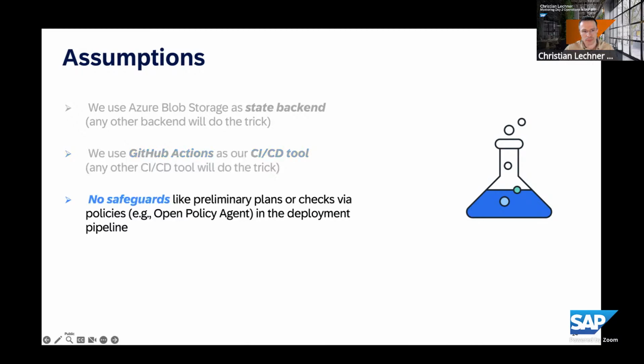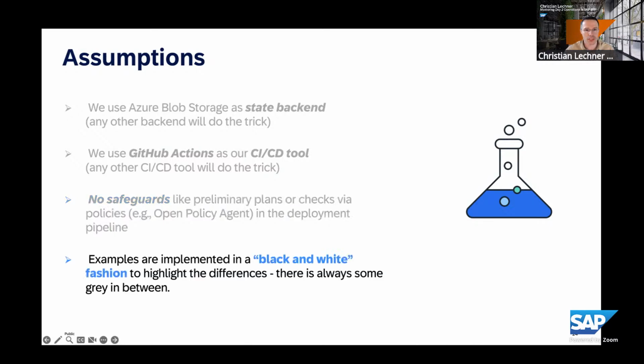And one important point, we are talking about a real life setup. However, in order to keep this session to 1 hour and not to 3 hours, we will skip talking about safeguards that you would probably implement in the CI/CD flow, like doing preliminary planning when changes hit your configurations or doing checks via policies integrating the Open Policy Agent. So this is something that we will keep out of this session. Nevertheless, you of course have to wrap your head around there.